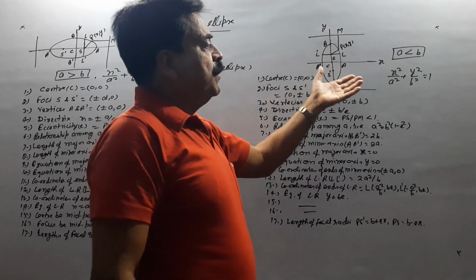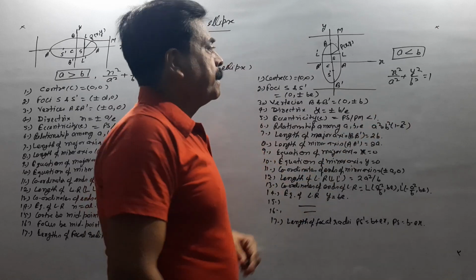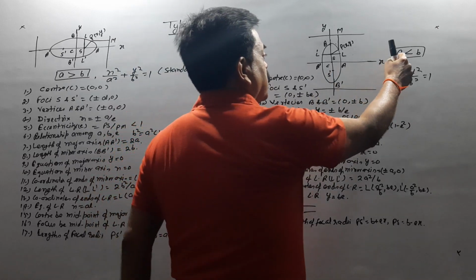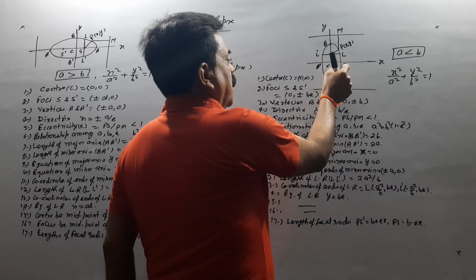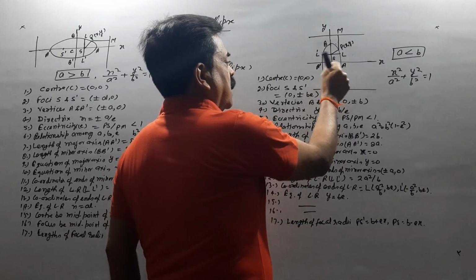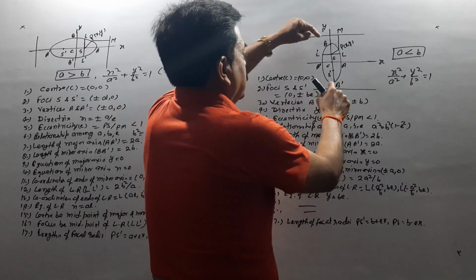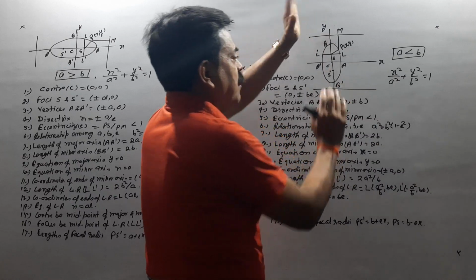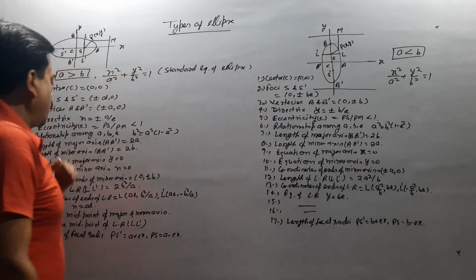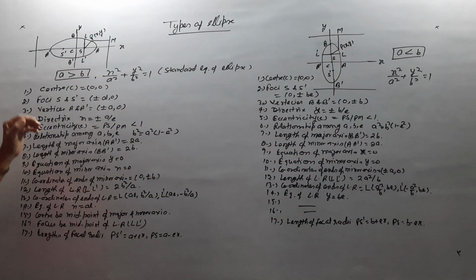And a and b have their usual meaning. Here the distance a to a dash is 2a and half is a, and b dash, this distance is 2b and half is b. And now come to the properties.